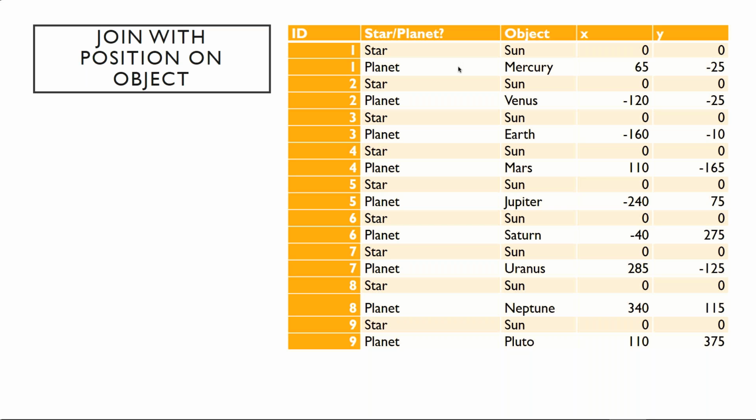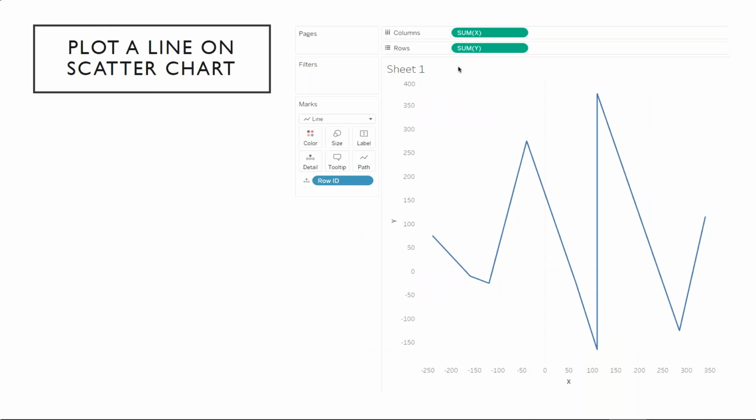join the X and Y data to an object just to plot it, just for the sake of this example, using the join tool. And so now we just import this into Tableau. We can drag row ID onto detail, and sum of X and sum of Y onto the columns and rows, and we should have 9 points. And if the X and Y are aggregated by sum, then each point will be the sum of the sun and the planet.